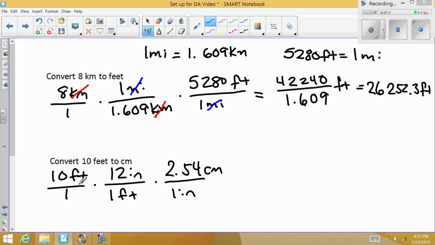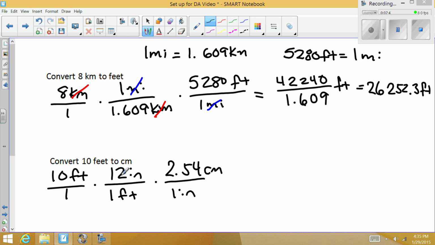Again, I'm thinking about the units and which units I want to cancel out. The units I want to cancel out, I'll have in the bottom of my unit fraction. The units I'm converting into, I want on the top of my unit fraction. And then I want to make sure my coefficients here make these two measurements equivalent, that 12 inches is equal to 1 foot. 2.54 centimeters is approximately 1 inch.